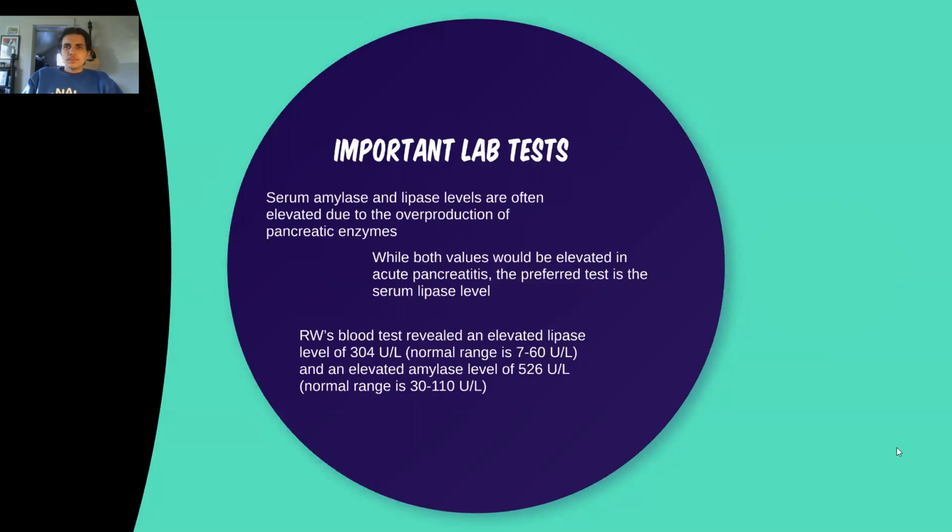So RW's blood tests, because obviously they would have taken this test for him, revealed an elevated lipase level of 304 units per liter. Normal range is 7 to 60. And an elevated amylase level of 526 units per liter. Normal range is 30 to 110. So that's awfully high, and helpful in diagnosing this acute pancreatitis.